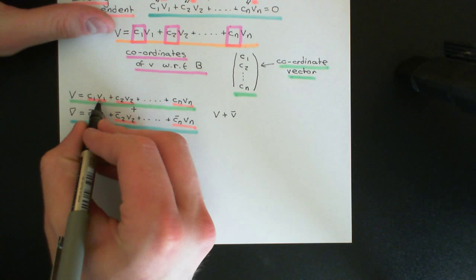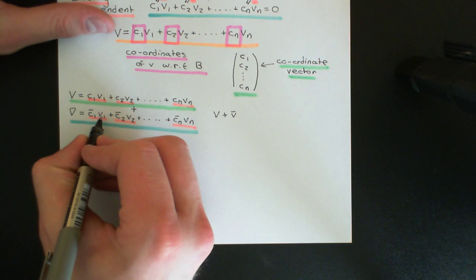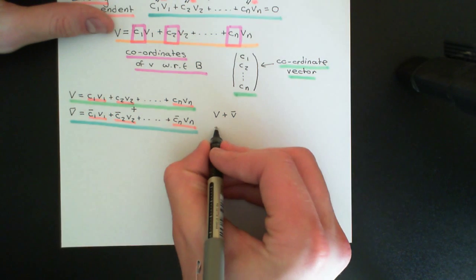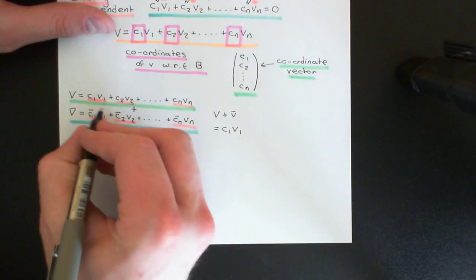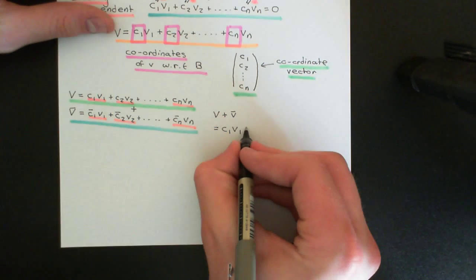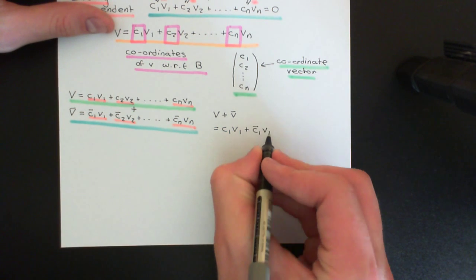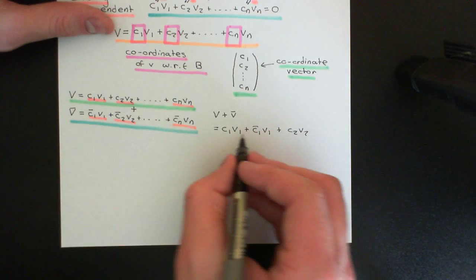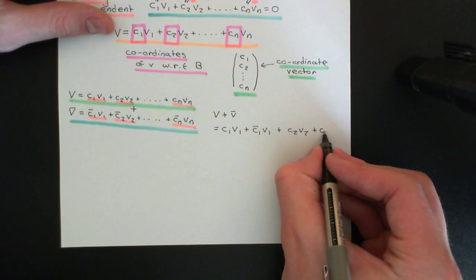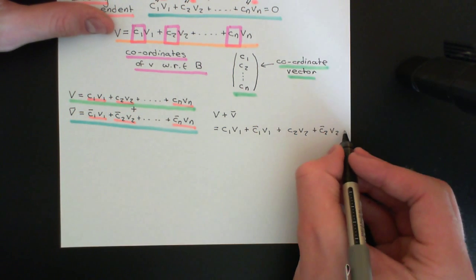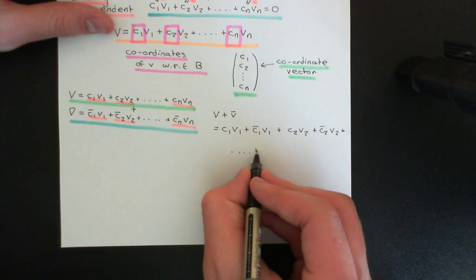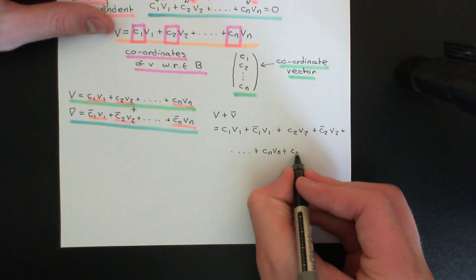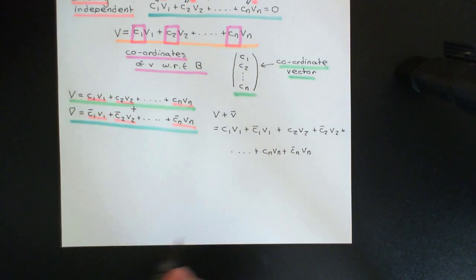So what I want to do is get the terms which have the same basis vector in nearby one another. So this is going to be equal to c1 v1, so I keep this one up here. Then I'm going to move this one close to it, so plus c1 bar v1, and then plus the c2 v2 from over here, and then this one close to it, plus c2 bar v2, and then we'll continue on, so plus dot dot dot, all the way up to cn vn plus cn bar vn.